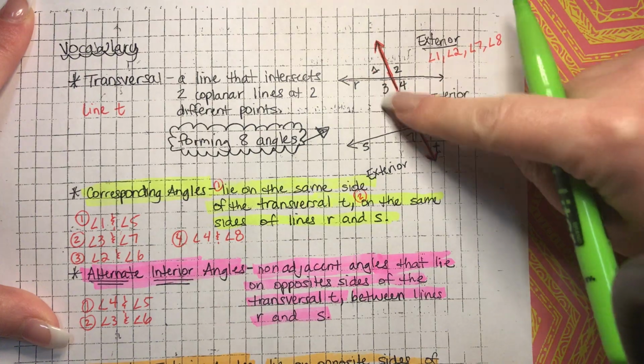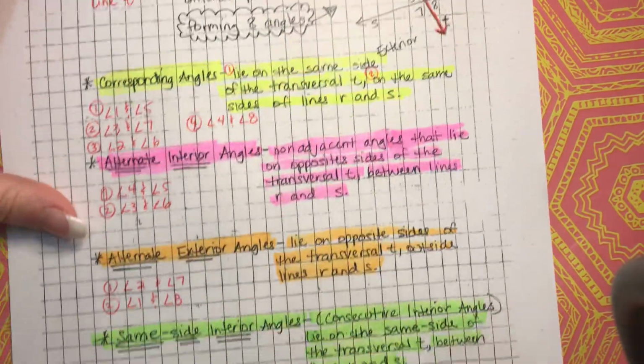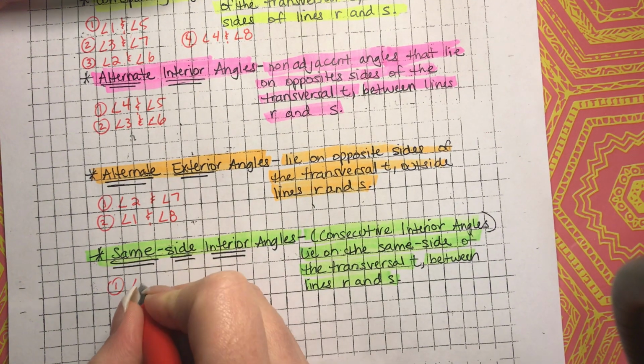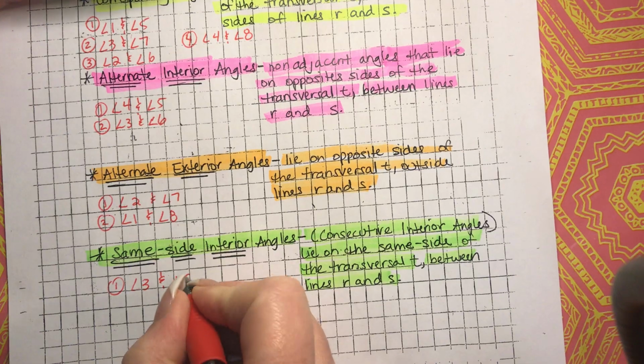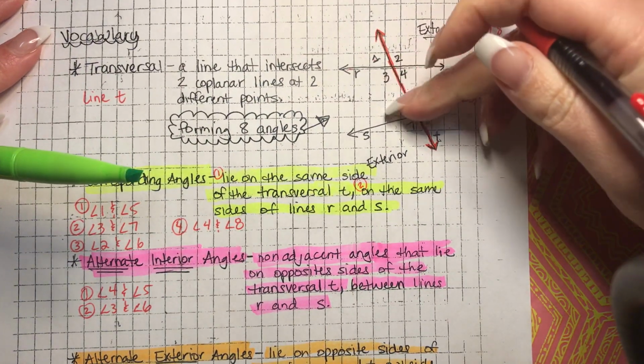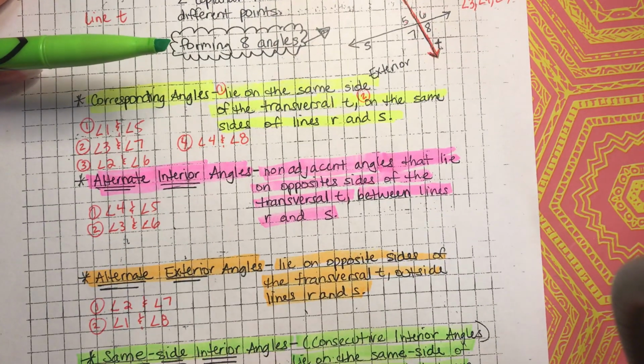So that would be 3 and 5. They are interior angles on the same side of the transversal. So one example would be angle 3 and angle 5. And then the other example of interior angles that lie on the same side would be angles 4 and 6.